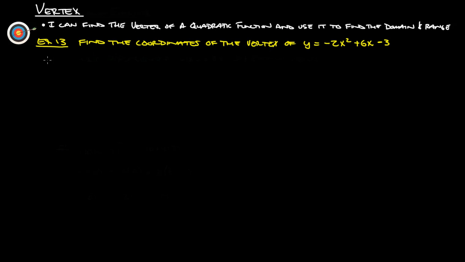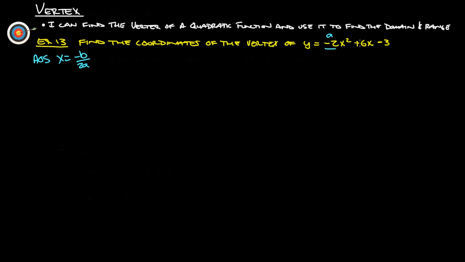Now, big thing that's important on this is just in the previous section we talked about the axis of symmetry. So axis of symmetry is x equals negative b over 2a, right? So we're going to use that to find the x coordinate. Once we know the x coordinate, we'll plug it back in to find the y coordinate. All right?